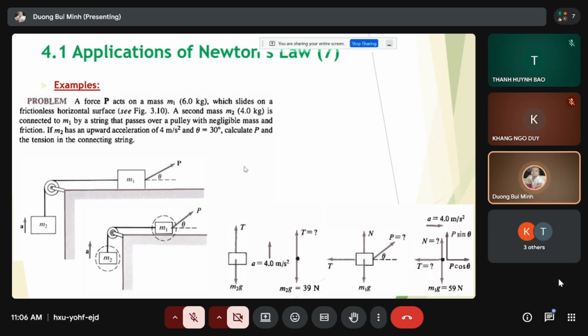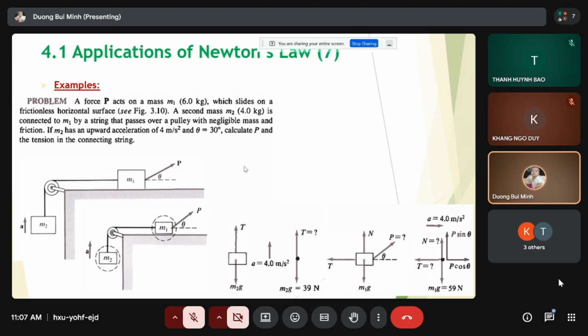So this one is object 1, and this one is object 2. For object 1, we need to choose coordinates. This is x, this is y. The same for object 2, this one is x, this one is y. So for object 1, we have Bx minus T, where Bx is B cosine 30 minus friction.